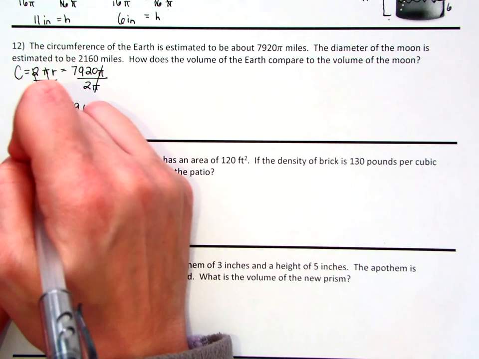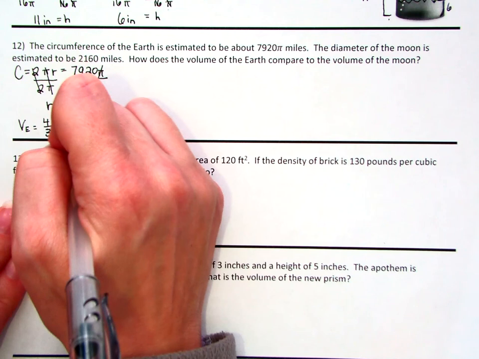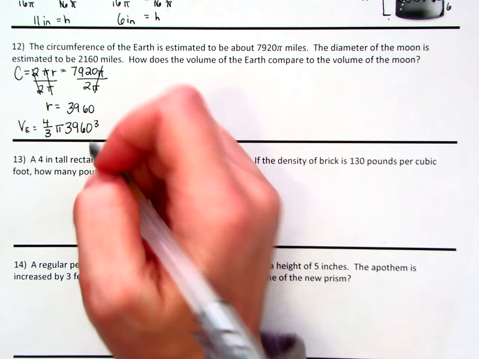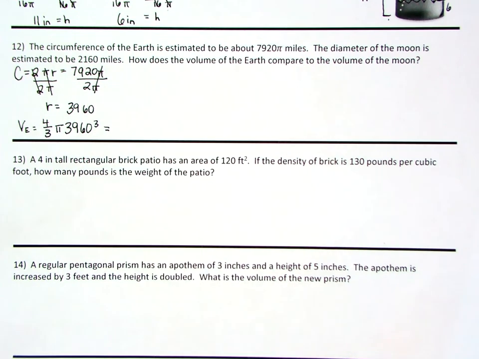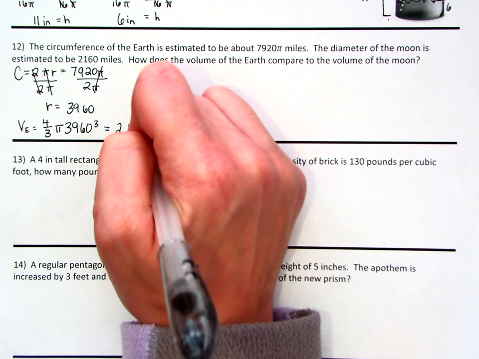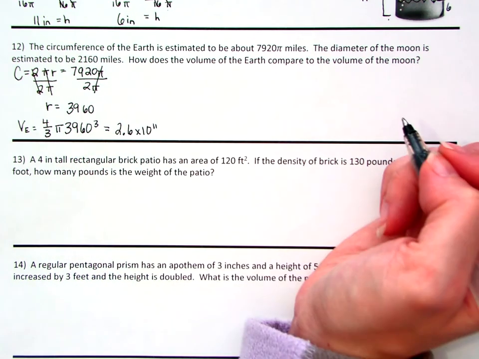Volume of the Earth is going to be 4/3 pi, this radius, 3,960 cubed. So in our calculator, that's going to be a really large number. We have 4 times 3,960, and that's going to be cubed, and then all that's going to be divided by 3, and then that's still going to be multiplied times pi. So we're getting about 2.6 times 10 to the 11th power. That E represents times 10.